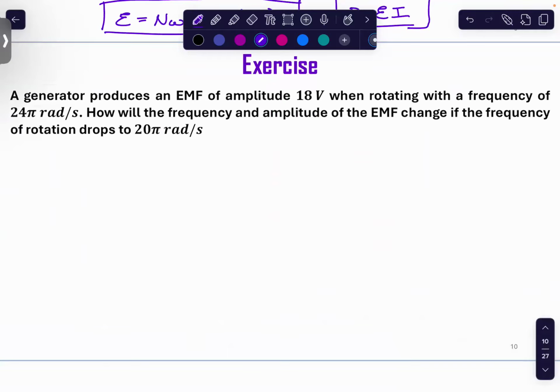A generator produces an EMF of amplitude 18 volts. Amplitude. You have to think about that. When rotating with a frequency of 24 pi radians per second. How will the frequency and amplitude of the EMF change if the frequency of rotation drops to 20 pi radians per second? Do you notice how some of these are rotational frequencies and some of them are standard frequencies? You see, I told you the rage comes after the sarcasm.